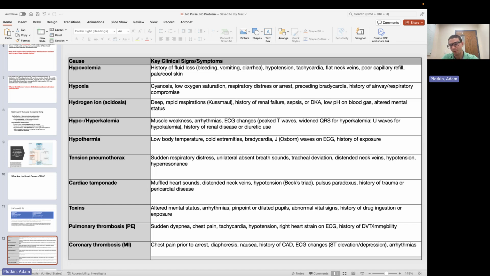The most common thrombophilia is going to be factor V Leiden. I'm going to make a whole lecture on thrombophilia later this week that will go into all of those. Coronary thrombosis is another one, right? So chest pain prior to the arrest, diaphoresis, nausea, a history of coronary artery disease, and then our classic EKG changes like ST depression or elevation, right? And then arrhythmias. Okay.